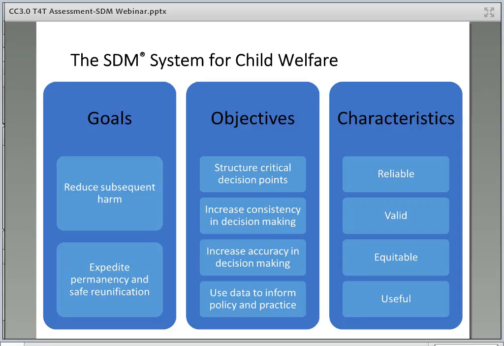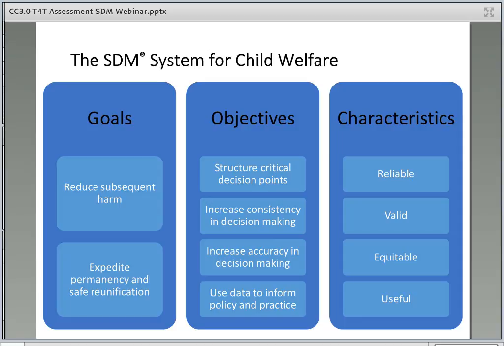SDM assessments support decision-making. They do not make decisions. Workers do. While the decisions are structured, no magic formula tells you what to do. The SDM assessments fit together, each with a different purpose. It is important to understand the function of each assessment and how they fit together.